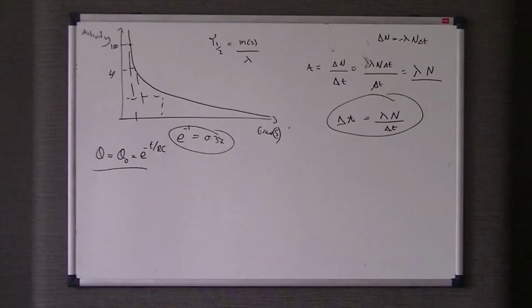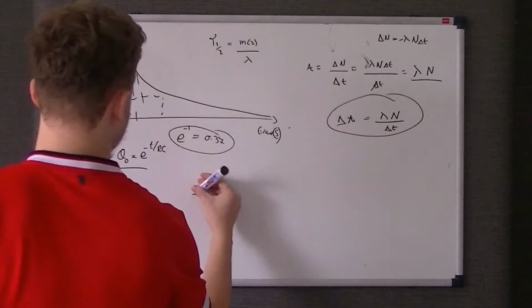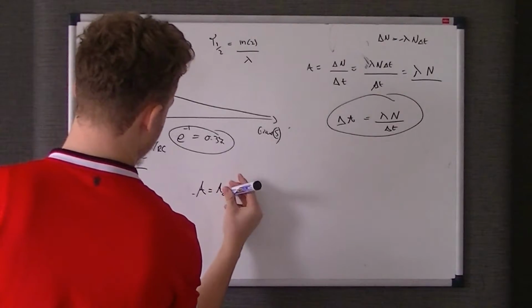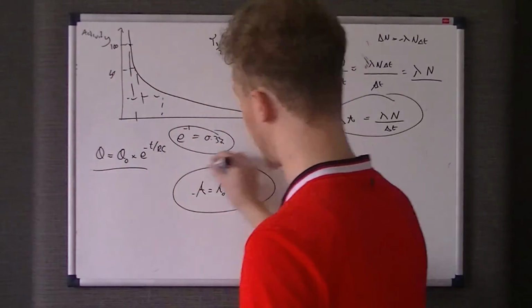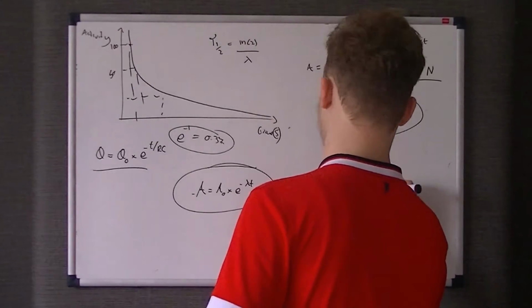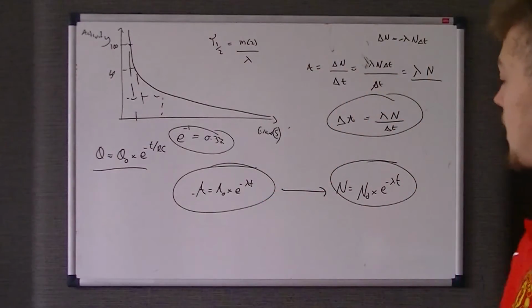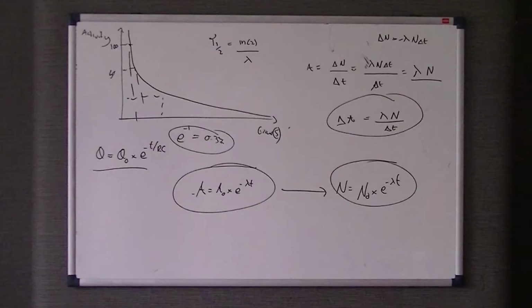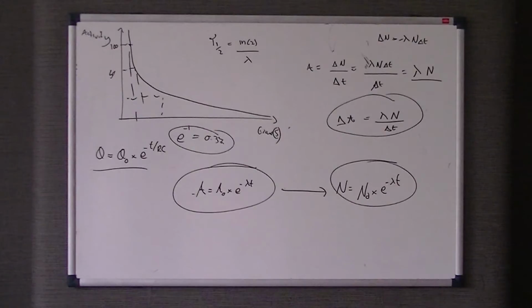Alright, I don't know really how to approach this, but say we use this for the activity. The activity is equal to the initial activity times e to the power of negative lambda t. So that's the equation for the activity. The number of molecules is equal to the initial number of molecules times e to the negative lambda t. And the same principles apply. So we've got the initial value. You can see how they're closely related: instead of negative t over RC, we have negative lambda t.